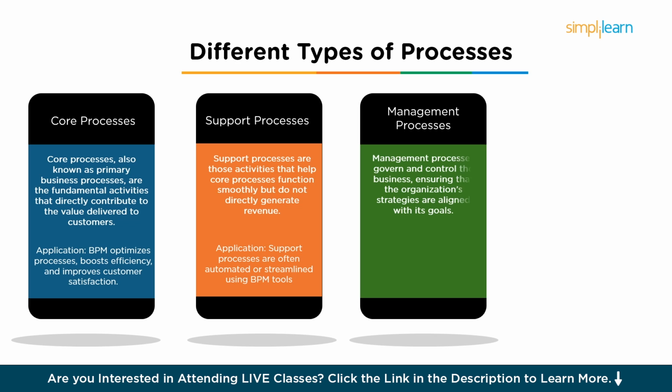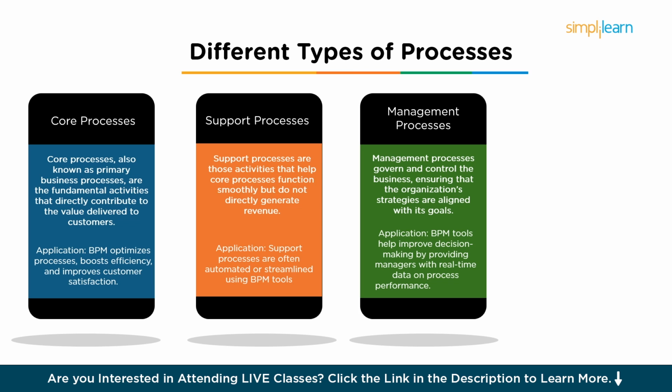3. Management processes. Management processes govern and control the business, ensuring that the organization's strategies are aligned with its goals. These processes include planning, monitoring, decision-making, and reporting. Management processes ensure that the organization is heading in the right direction and that resources are allocated effectively. Application in BPM.